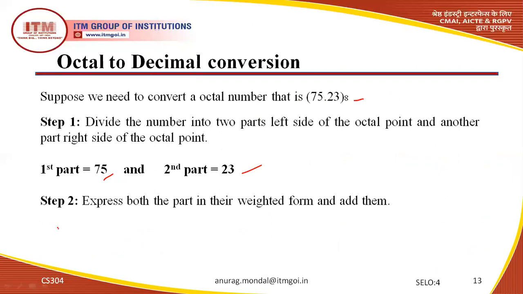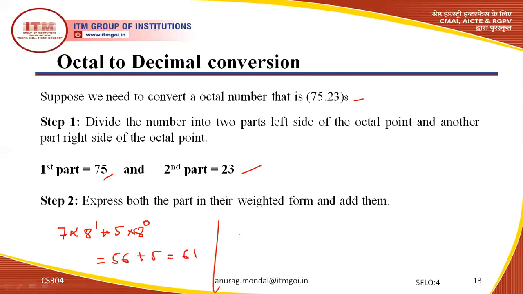So for 75, what do we have to write? 7 into 8 to the power of 1 plus 5 into 8 to the power of 0. Okay, now what do we have? 56 plus 5, then we have 61.